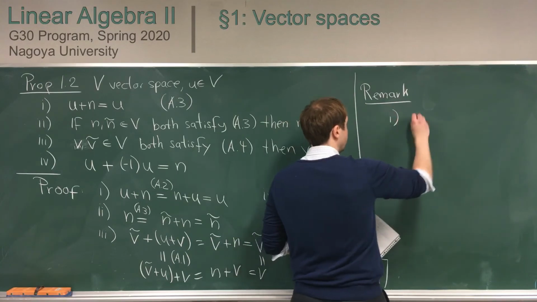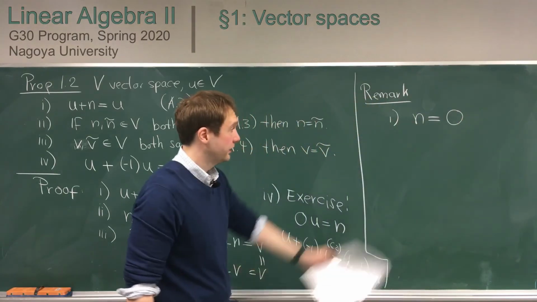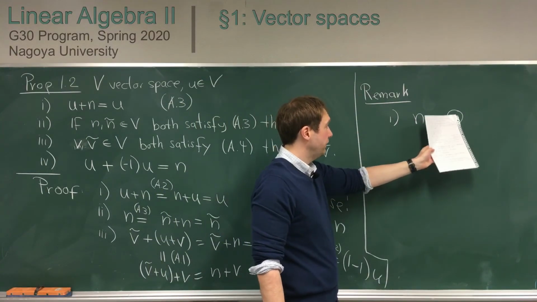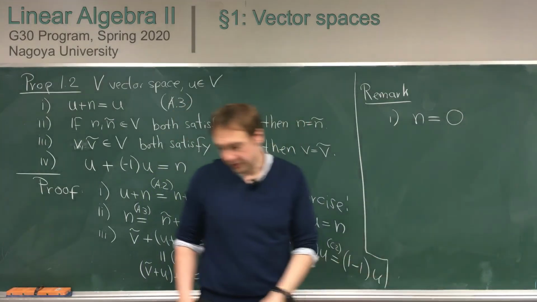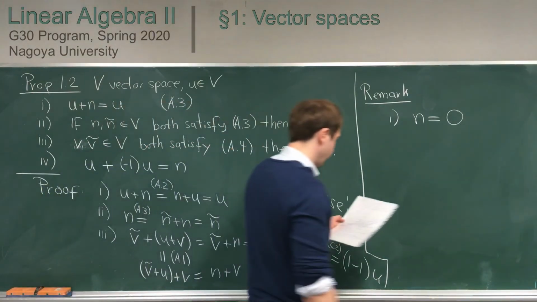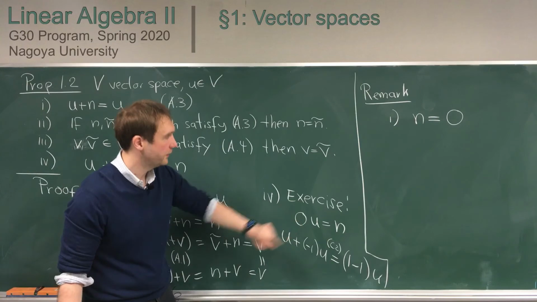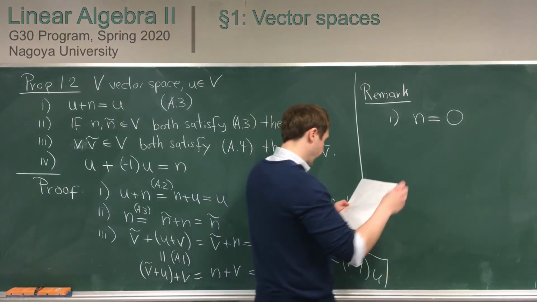So this n we will also write as 0, and you always need to be careful. This 0 is now the identity element of V, and sometimes there will also be the real number 0, and you always need to be careful which one is which. So for example here, this 0 is the real number 0, and this is the 0 of the vector space.